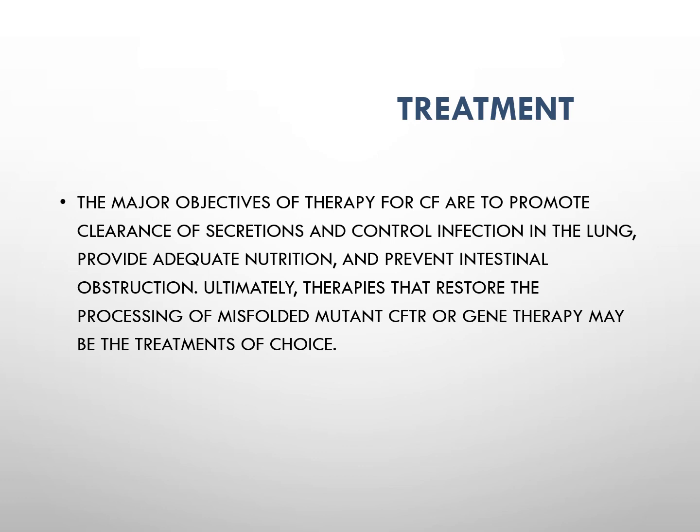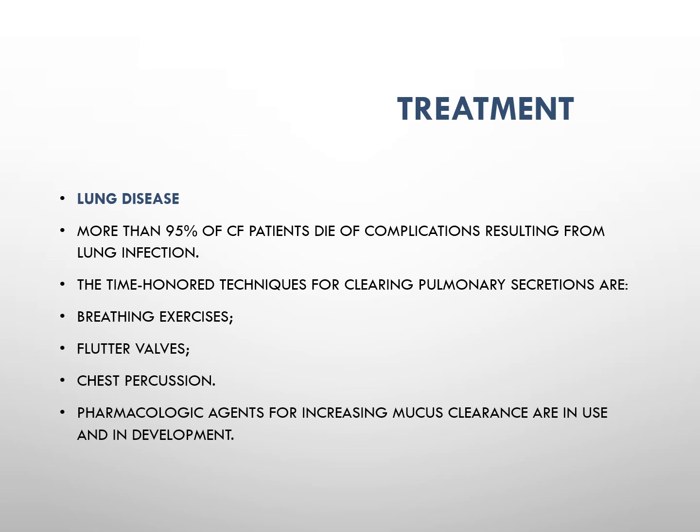The major objectives of therapy for CF are to promote clearance of secretions and control infections in the lung, provide adequate nutrition, and prevent intestinal obstruction. Ultimately, therapies that restore the processing of misfolded mutant CFTR, or gene therapy, may be the treatments of choice. Lung disease: more than 95% of CF patients die of complications resulting from lung infections. The time-honored techniques for clearing pulmonary secretions are breathing exercises, flutter valves, and chest percussion.